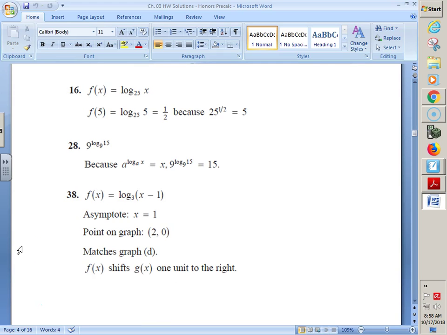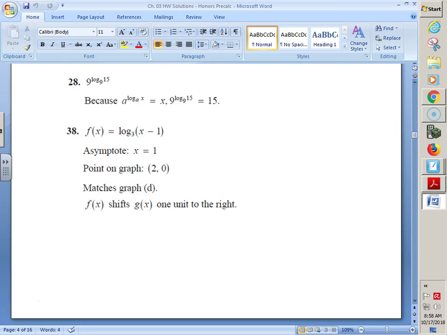Number 28 has to do with the inverse property. The inverse property, 9 to the power of log base 9. They undo each other, 15. Number 38 was a matching, but there's their rationale as to why the answer is D. Oh, they didn't get the other one.